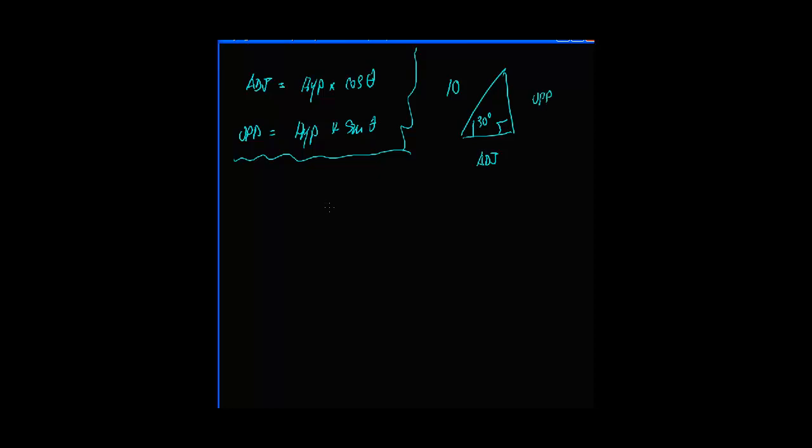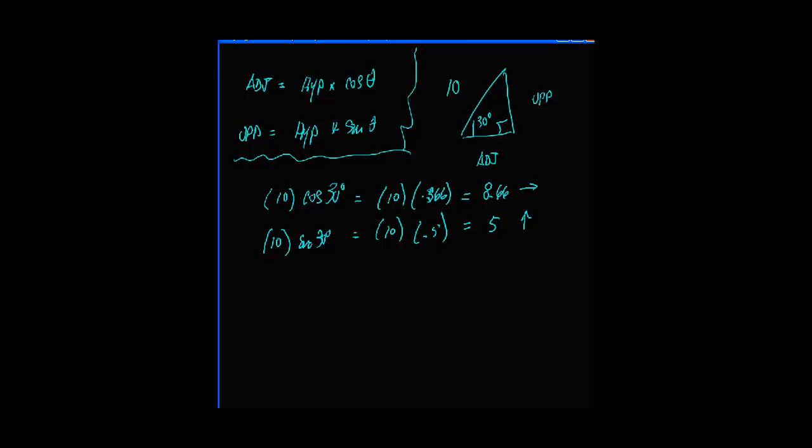And so for the adjacent, I would say 10, which is the hypotenuse, times cosine of the angle, times cosine of 30 degrees, should give me 10 times 0.866. It should give me 8.66. If I do the same thing for opposite, I take the hypotenuse, which is 10, times sine of the angle, and that should be the same as 10 times 0.5, because sine of 30 is 0.5, and that should give me 5 for the opposite side, 8.66 for the horizontal side.